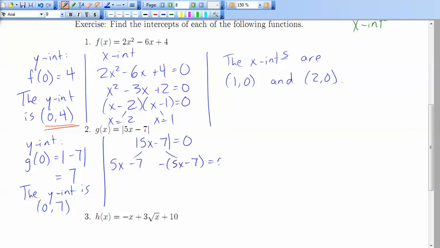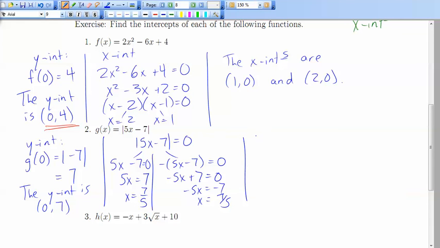So we end up with two different cases. And from our first one, we get that x is 7/5. And from the second one, we get, strangely enough, the same result. Okay, and we find that, so here (7/5, 0) is the unique x-intercept.